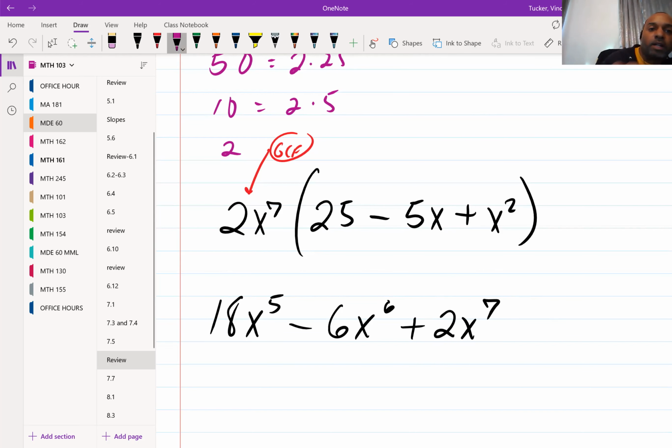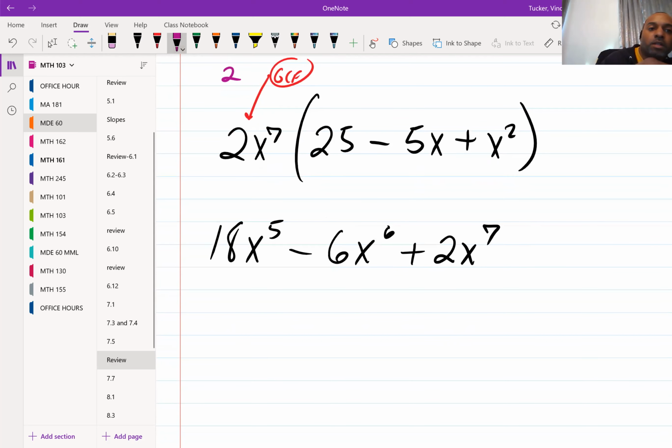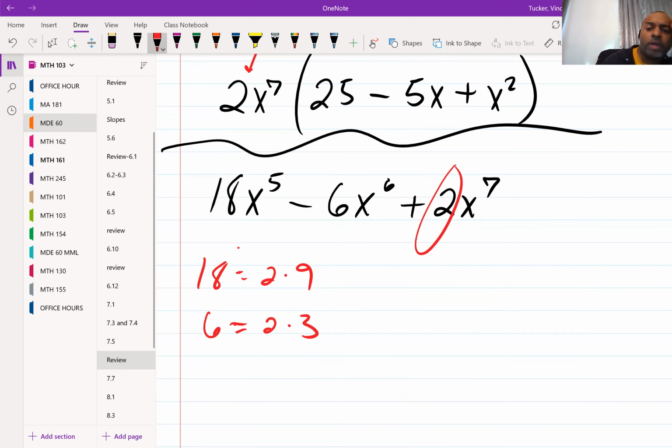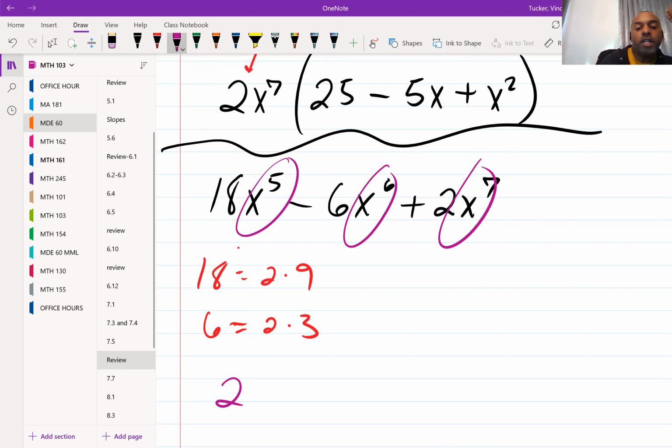So let me divide this. When you look at 18, that's 2 times 9. 6 is 2 times 3. Like I said, all we have back here is 2. So when you're looking at the GCF, you know you're going to pull a 2 out. And then when you look at each one of your exponents for your x, the most you can pull out of all of them is going to be the least one, which is 5. So that means x to the fifth would be on the outside.